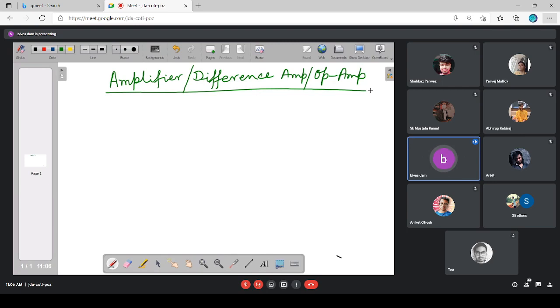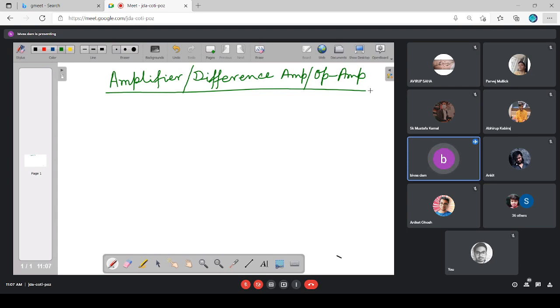If you have an amplifier where the input is voltage, output is current, there it is called the transconductance amplifier. And if your input is current and the output is voltage, then it is called transimpedance amplifier. So these are the 4 broad areas of amplifier.